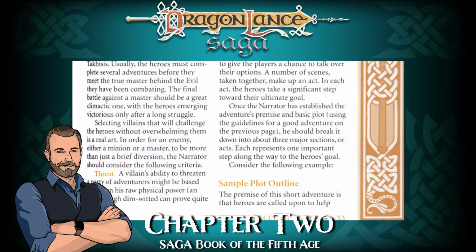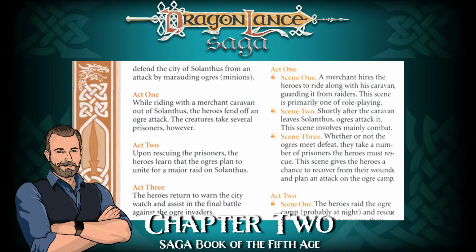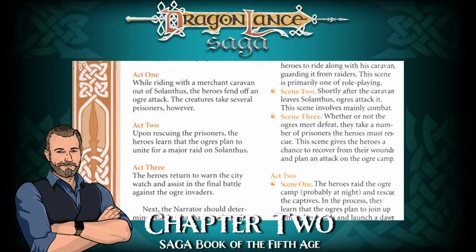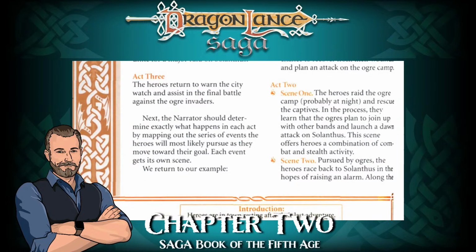The premise of this short adventure is that the heroes are called upon to help defend the city of Salanthus from attack by marauding ogres, minions. Act 1. While riding with a merchant caravan out of Salanthus, the heroes fend off an ogre attack. The creatures take several prisoners, however. Act 2. Upon rescuing the prisoners, the heroes learn that the ogres plan to unite for a major raid on Salanthus. Act 3. The heroes return to warn the city watch and assist in the final battle against the ogre invaders.